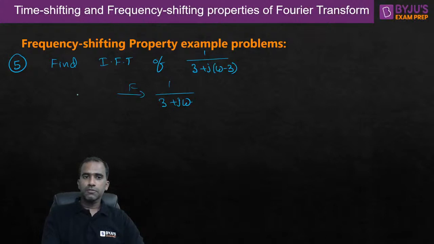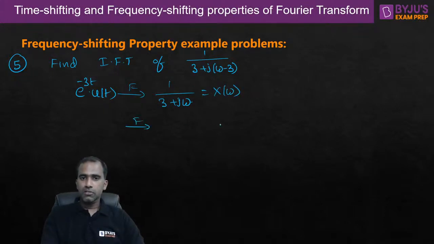So what is the inverse Fourier transform for this one? E power minus 3t into u of t, correct? E power minus 3t into u of t has the Fourier transform 1 by 3 plus j omega, but they are not talking about that, some other variant of it. So if you look at this as X of omega, then you can look at this as X of omega minus 3, correct? Replace omega with omega minus 3, you'll get the required function.